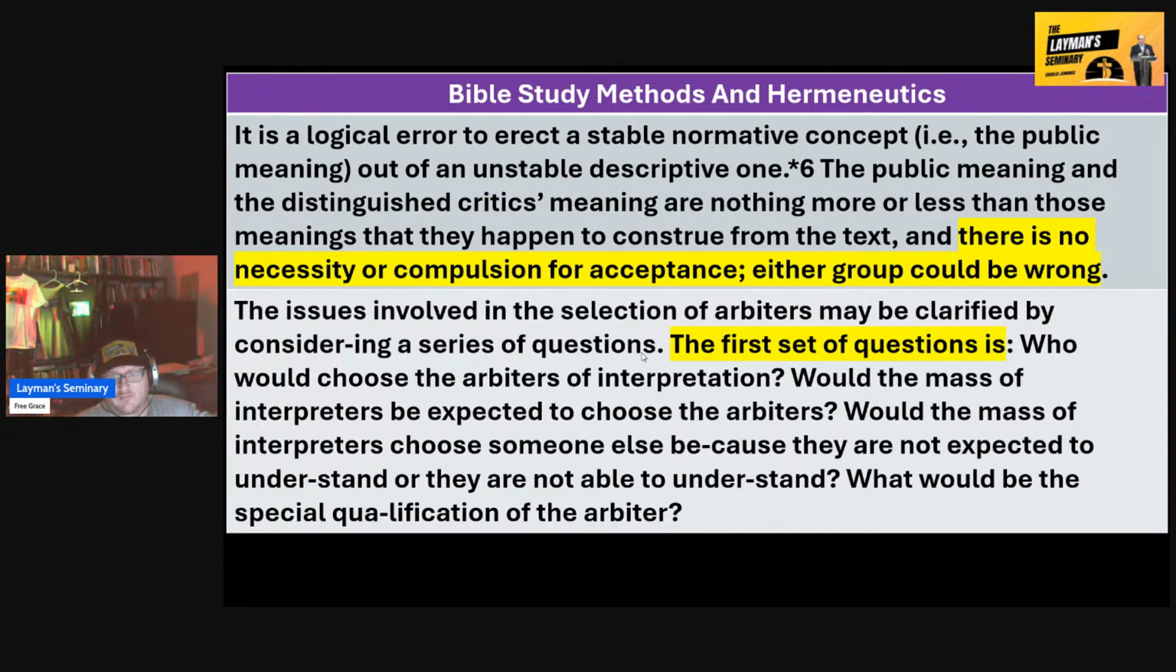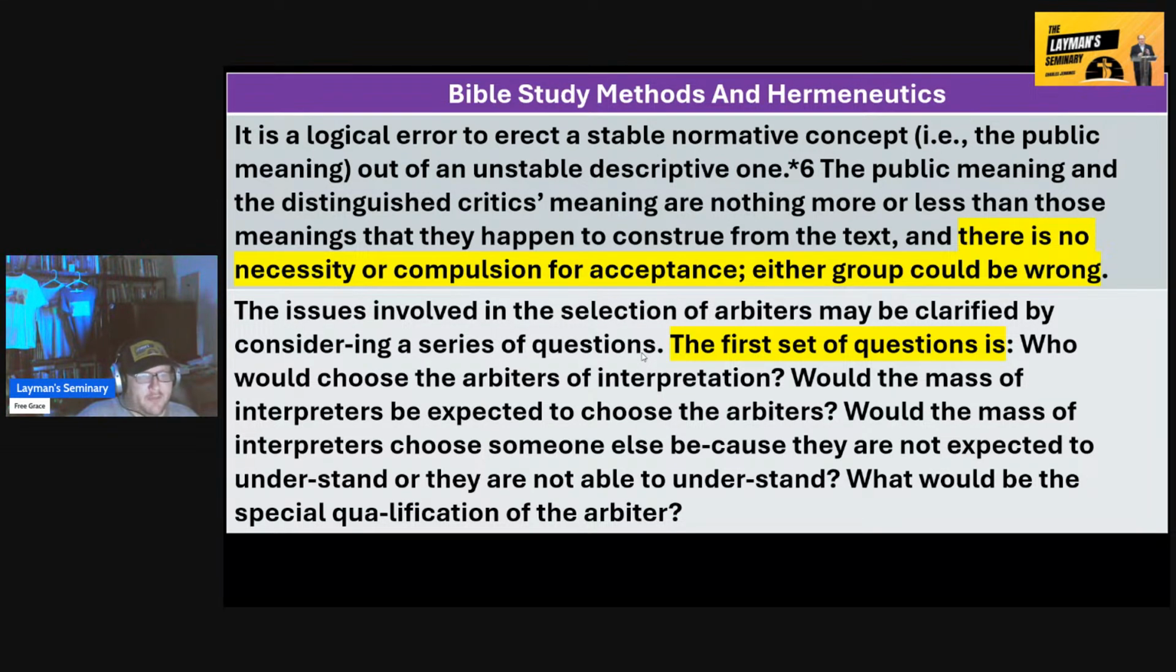The issue involved in this selection of arbiters may be clarified by considering a series of questions. The first set of questions is this, and I'm going to slow down here. Who would choose the arbiters of interpretation? So let's just say that we wanted to make a list of scholars that do all of our interpretation for us and determine what the truth is. Well, who would we pick? Who does the Catholic Church pick?